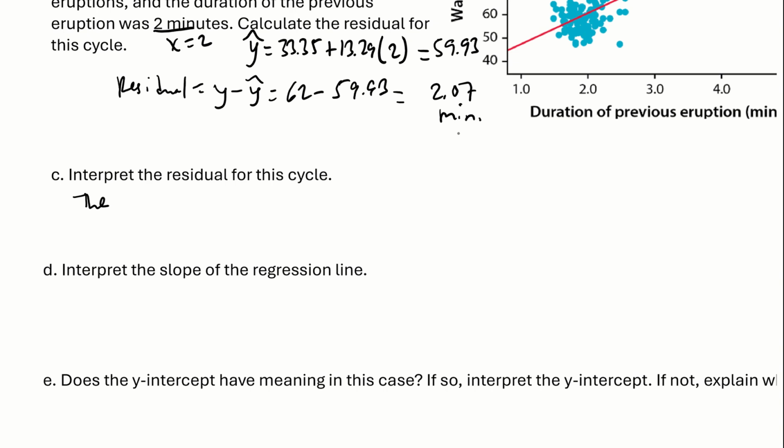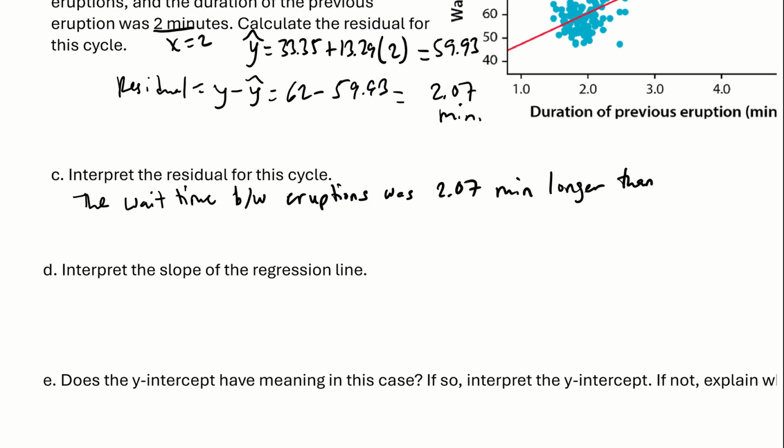So the wait time between eruptions, I'm sorry about the writing there, was 2.07 minutes longer than what was predicted by the regression line.